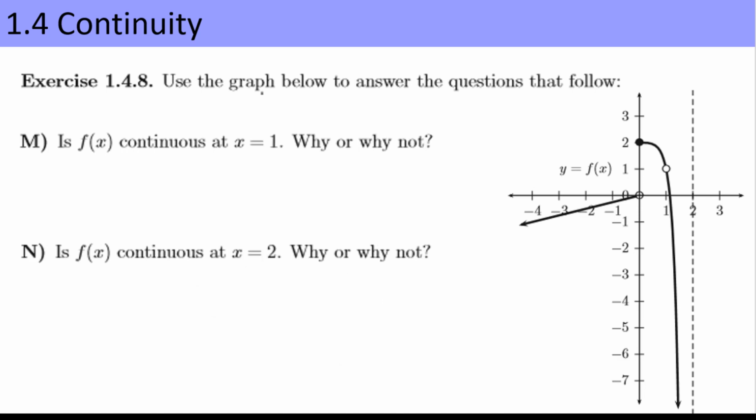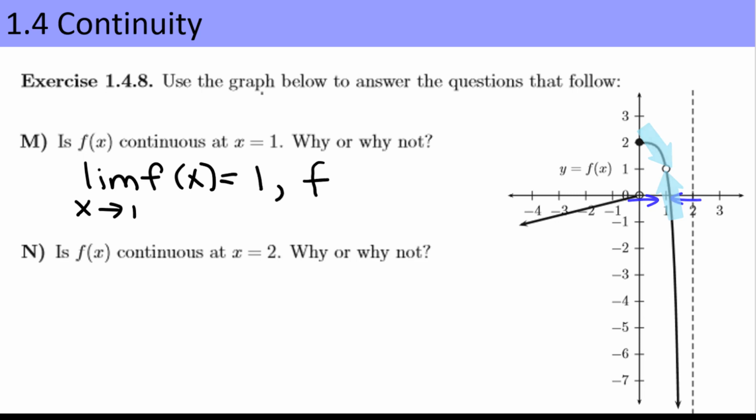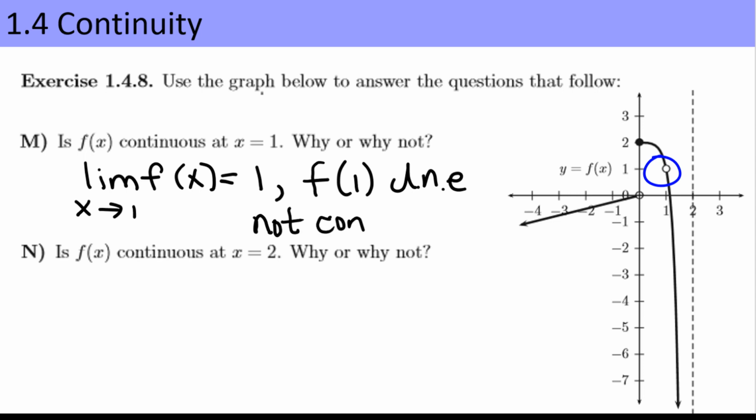M. Is f of x continuous at x equals 1? So we'll look at x equals 1. Let's recall that the limit did exist. We have that the limit as x approaches 1 of f of x exists, and we denoted that to be 1. However, the function itself at 1 does not exist. And since the function value itself does not exist, we conclude that it is not continuous.